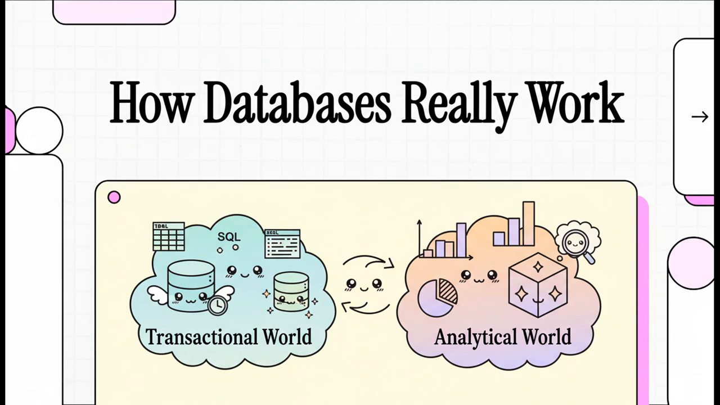A database seems pretty simple on the surface, right? You give it some data, it holds onto it, you ask for that data back, it gives it to you. So why in the world are there hundreds of different databases out there? Why isn't there just one perfect database to rule them all? Well, the answer, it turns out, is that we're not dealing with one job, but two completely different worlds of data.